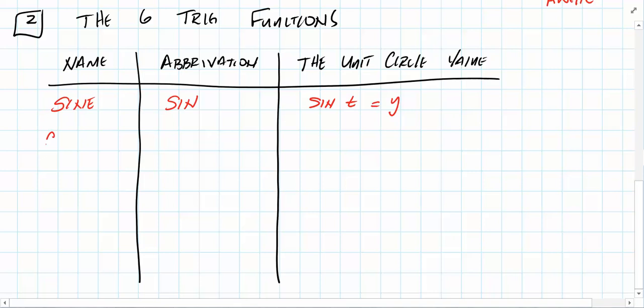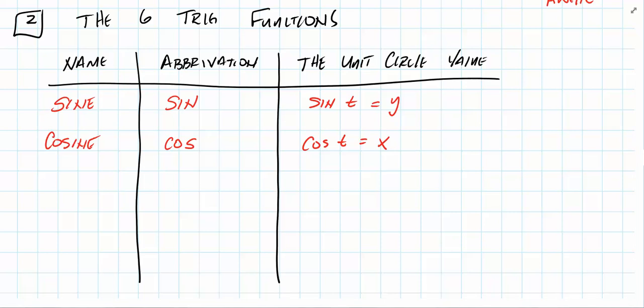Here's the next one. The cosine. The abbreviation is COS. Please do not say cos. Okay? So the cosine of t is equal to x. All right, isn't that nice? We're getting there. One thing at a time.